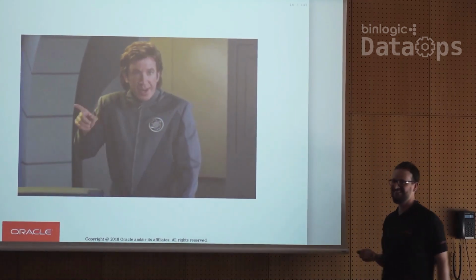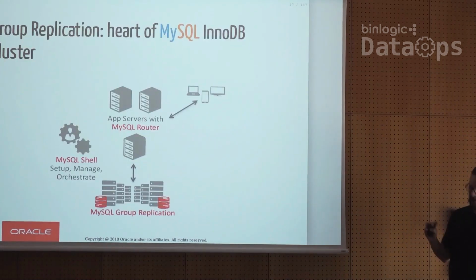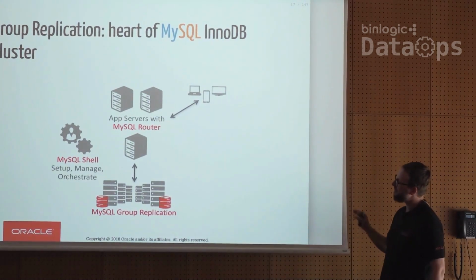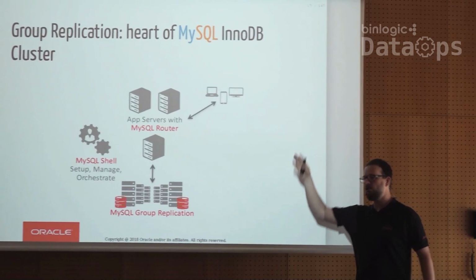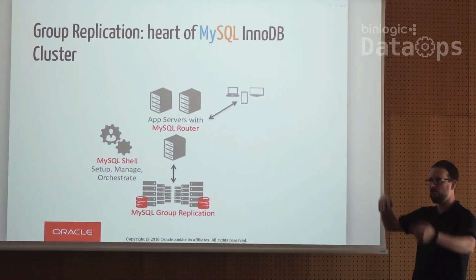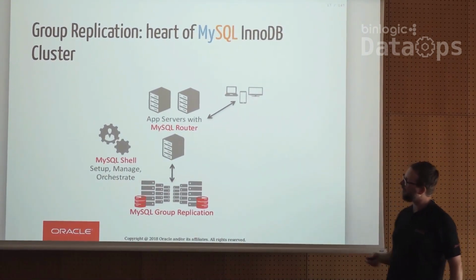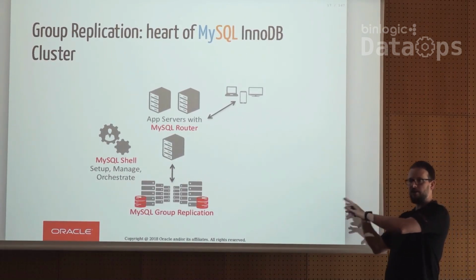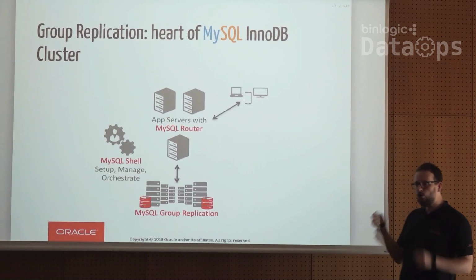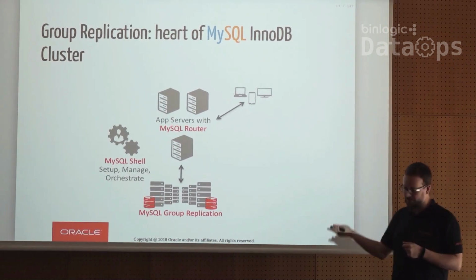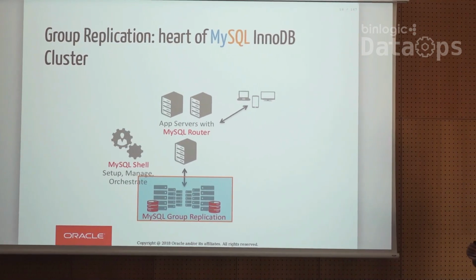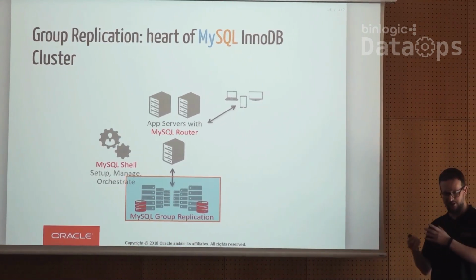Okay, everybody. So now I will talk to you about what we have just seen, right? So this is what we have seen. We have the router, which we haven't seen. So we have a router that connects to it, and I will talk about it a bit later. We have the shell. The shell is everything where I type the commands, and all the servers have a plugin, and the plugin is Group Replication. In fact, Group Replication is the heart of the solution, right? This is where all the magic happens.